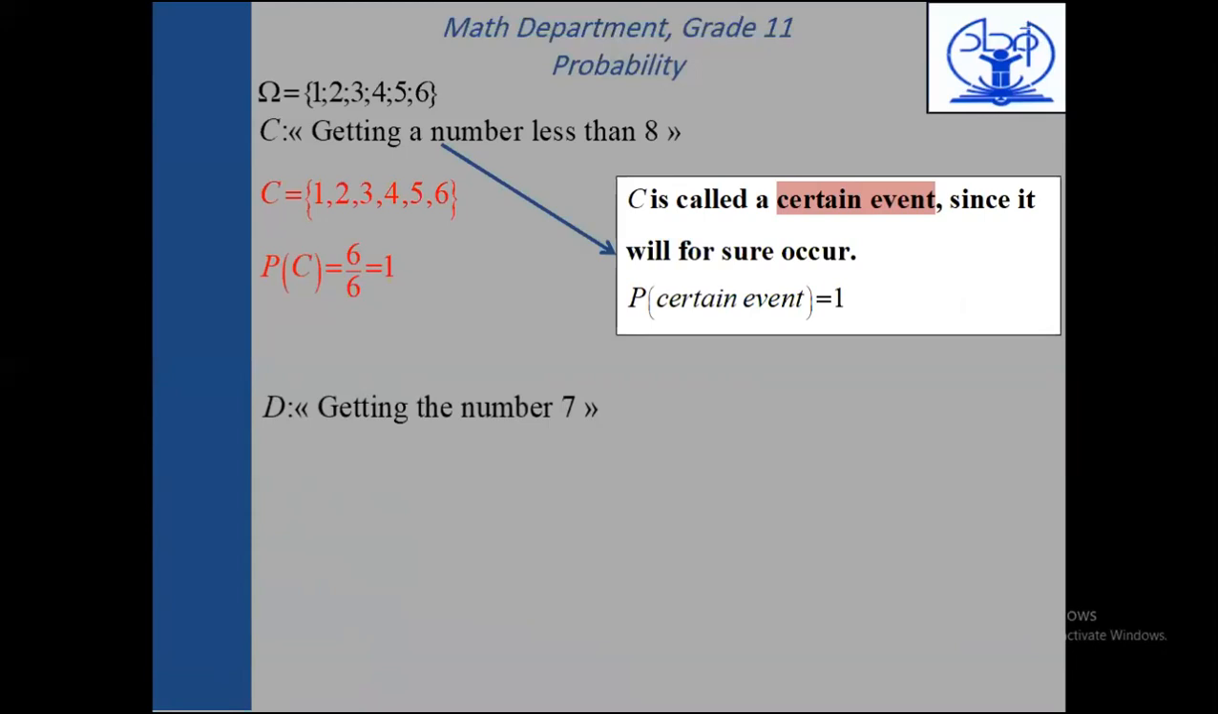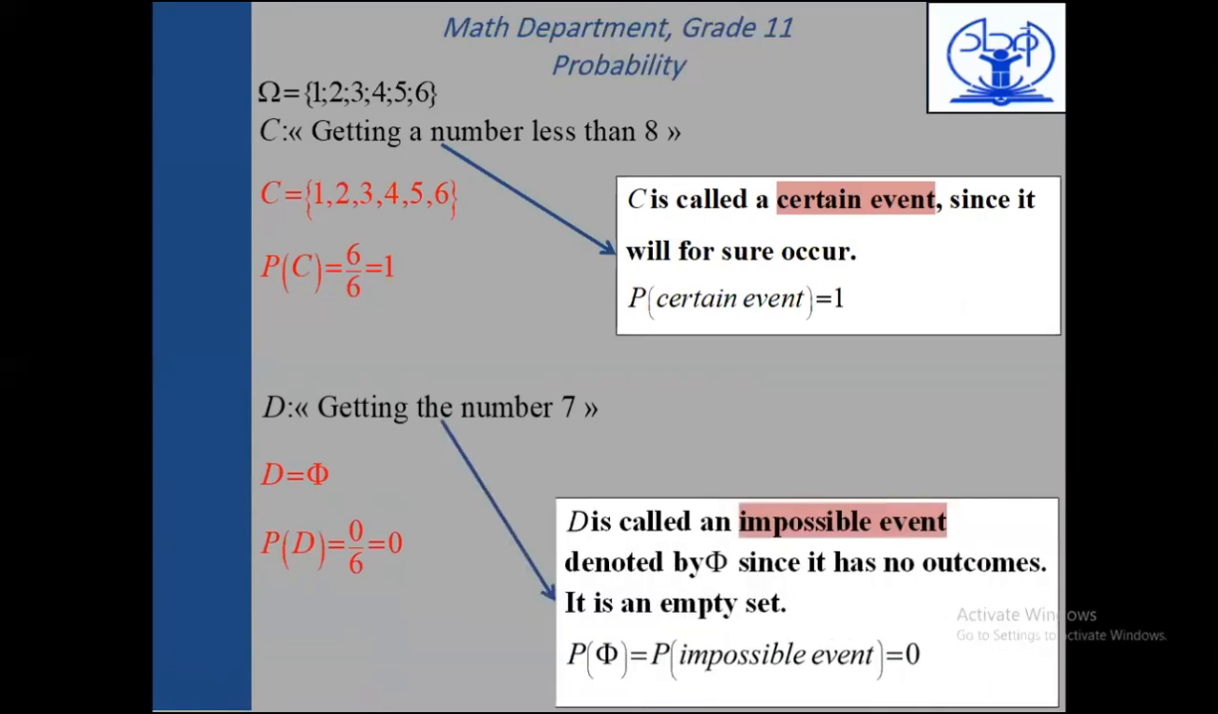What's the probability of getting the number 7? Can you get the number 7 if you roll a six-sided die? D is the empty set. There are no accepted outcomes, and consequently the probability of D will be 0. D is called an impossible event, denoted by phi, since it has no outcomes. It's an empty set, and the probability of an impossible event is 0.